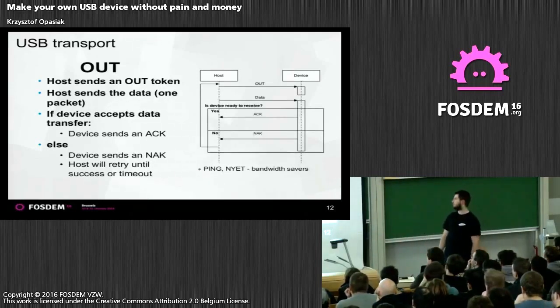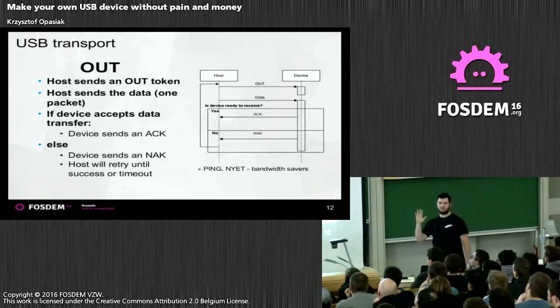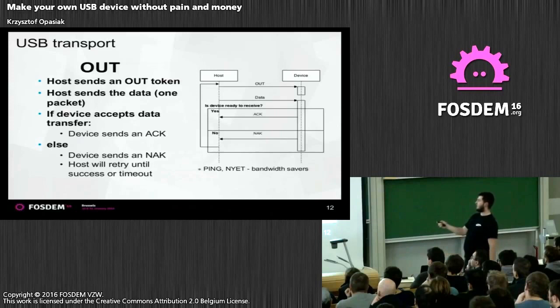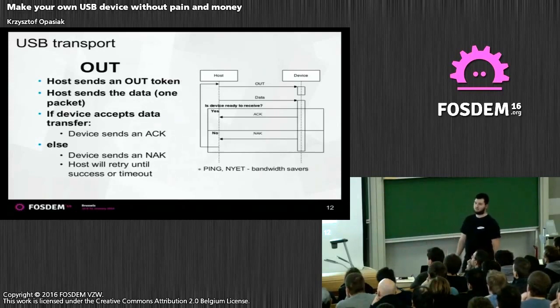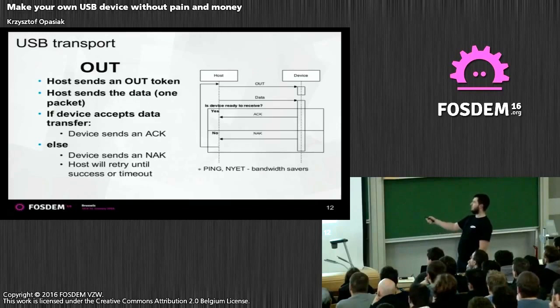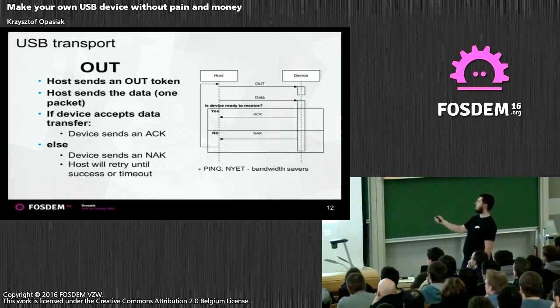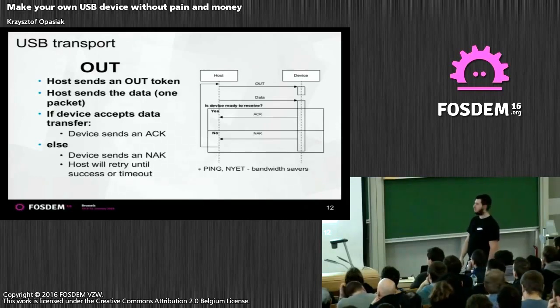If you would like to send some data, so the OUT transfer, the host sends the OUT token, then sends the data, and if the device is ready to receive this data, it sends the acknowledge. If it is not, it sends the NAK. If the host receives a NAK, it does the same once again: the OUT token, the data, and the response.